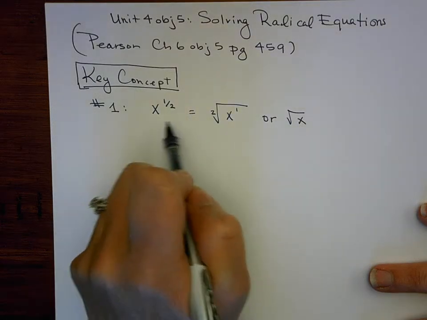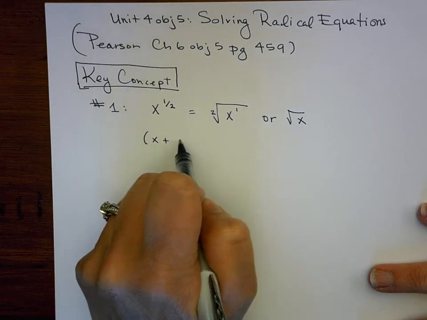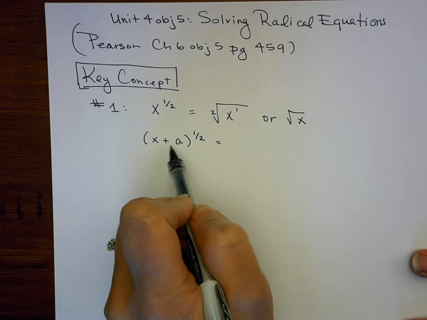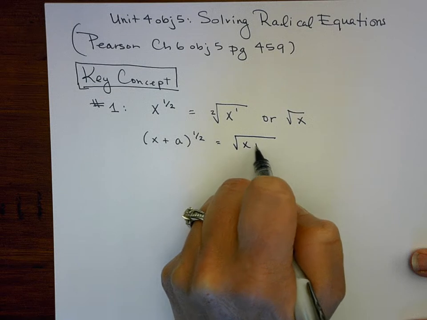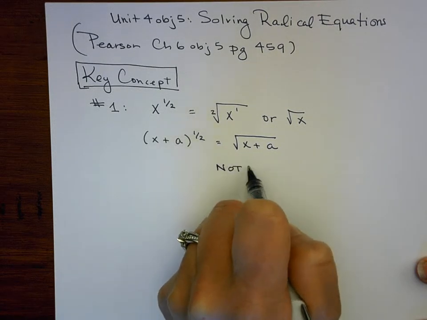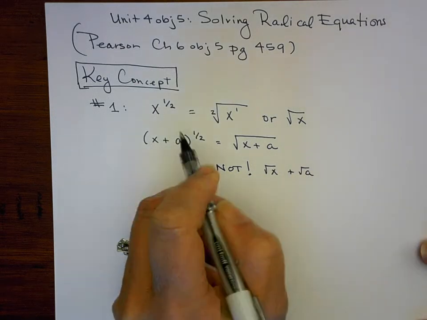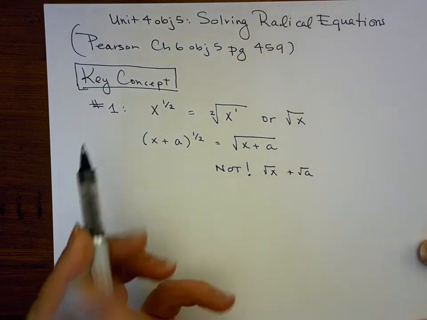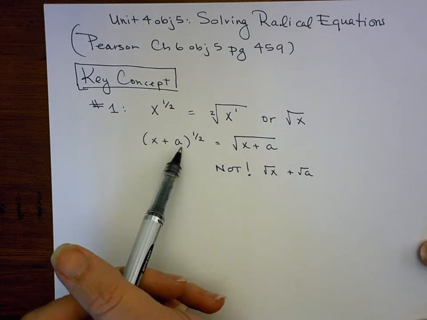And then still the same key concept, but just to make sure we understand, we don't distribute over addition with exponents. So this whole grouping is the square root of x plus a, which is not the square root of x plus the square root of a, right? That is a big no-no. Okay, so you don't ever want to do that. You can't distribute your exponents over adding or subtracting.